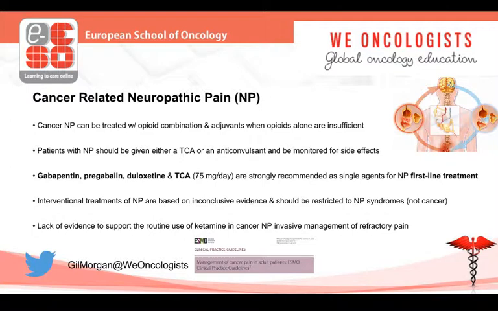Cancer neuropathic pain can be treated with opioid combinations and adjuvants when opioids alone are insufficient. Patients with neuropathic pain should be given either a TCA or an anticonvulsant and be monitored for side effects. These are gabapentin, pregabalin, duloxetine, and TCA. These are strongly recommended as single agents for neuropathic pain first-line treatment.